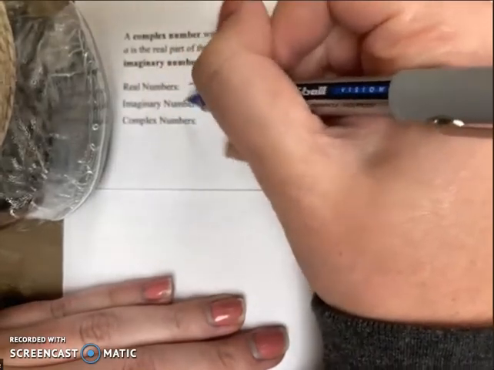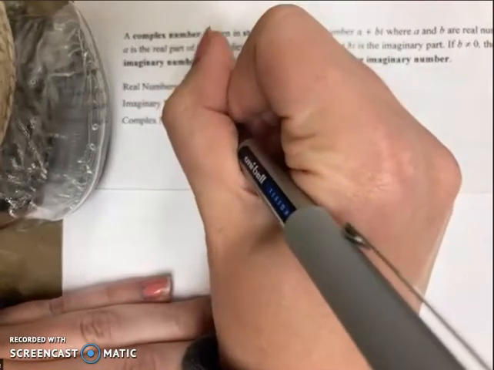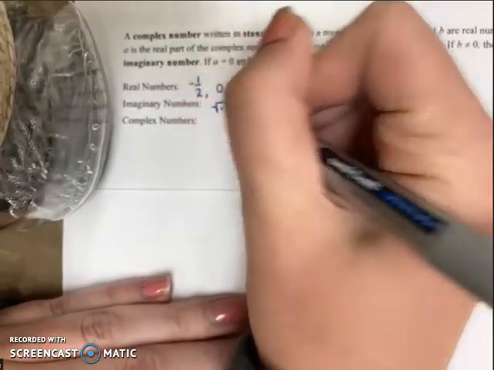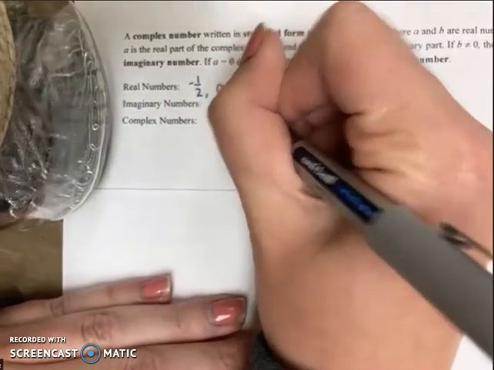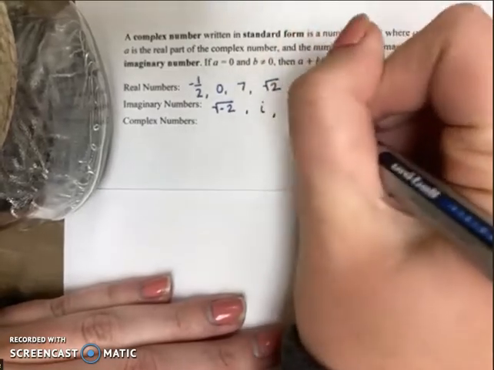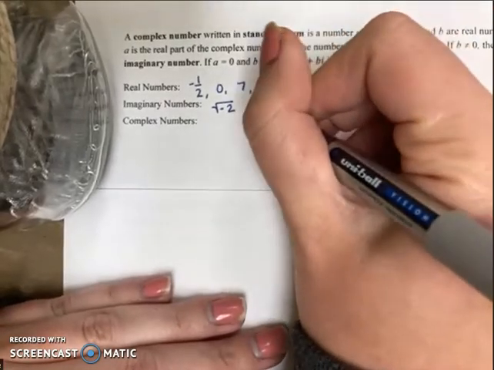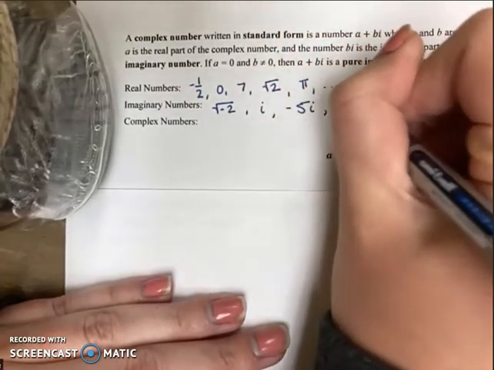Any imaginary number would be the square root of some negative number. So let's say the square root of negative 2. That'd be imaginary. Anything that has an i in it, so i is imaginary. Or we could even have a positive i. We could have a negative i, like negative 5i.